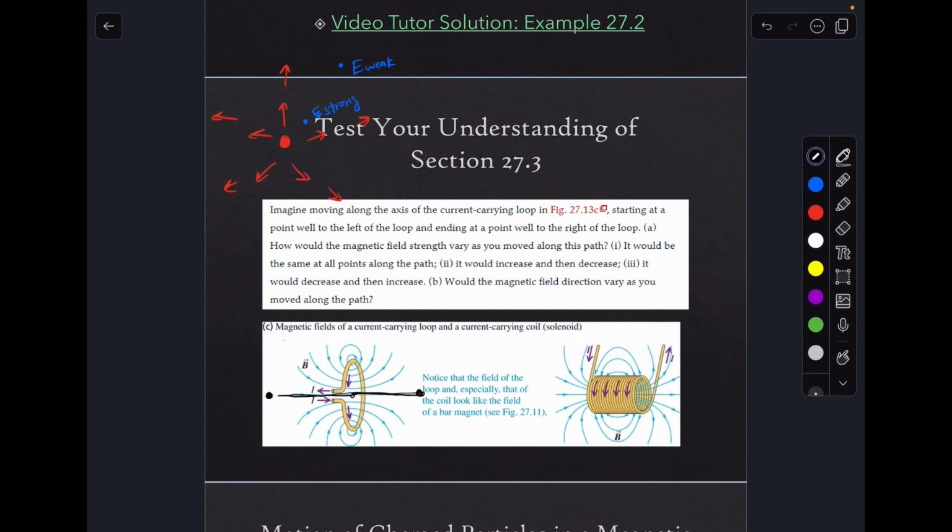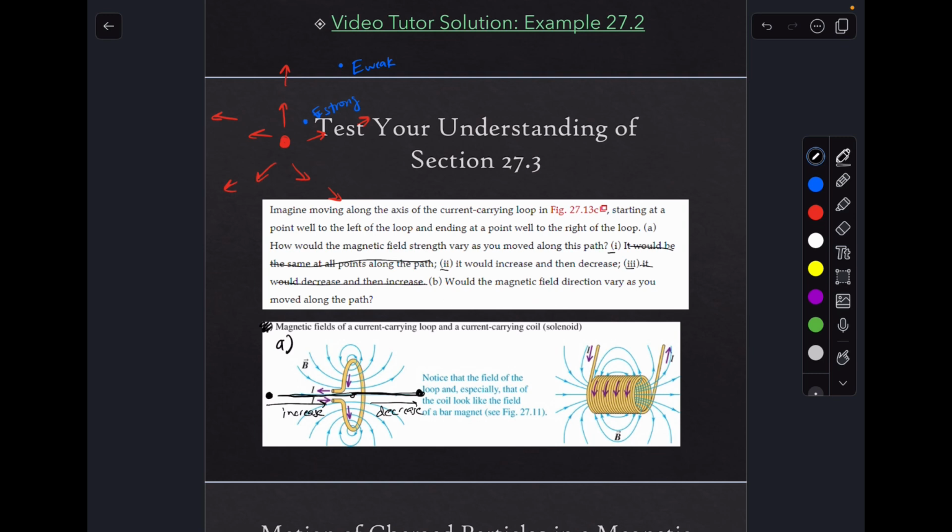So for part A, would it be 1, 2, or 3? So 1 would be same along all points along the path? No. Would it increase and then decrease? That sounds about right. Would it decrease and then increase? No, right? It would increase as you approach. And then as you leave, it will decrease, right? So number 2.